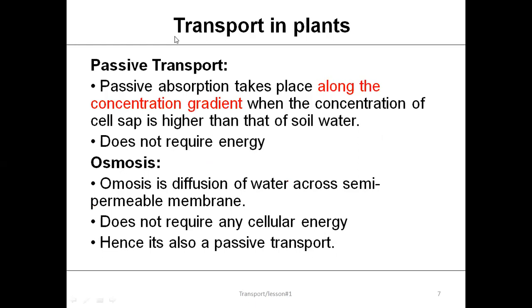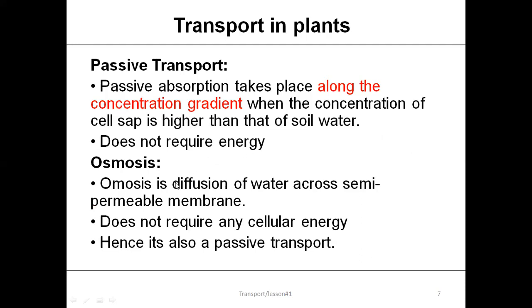Passive transport is the normal type of absorption and it is that absorption that takes place along the concentration gradient, when the concentration of the cell sap is higher than that of the soil water. Normal situation: from a higher region to a lower region. It does not require any type of energy.